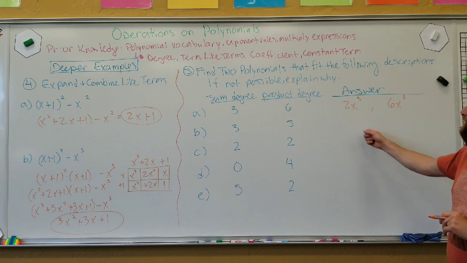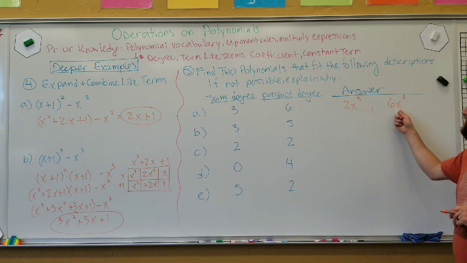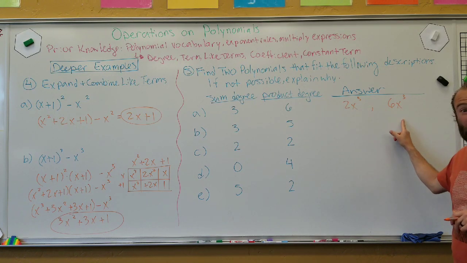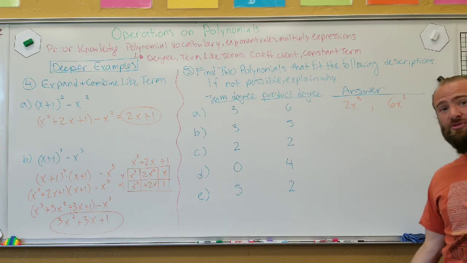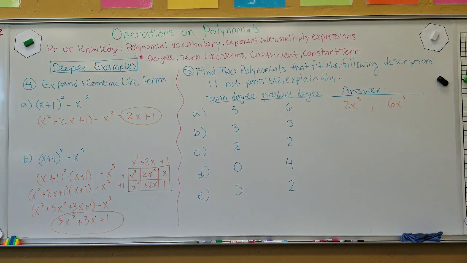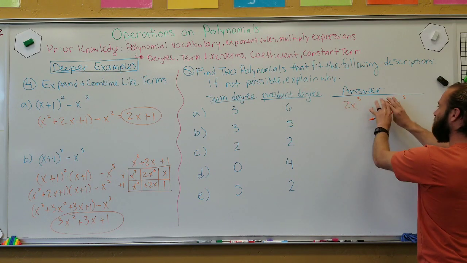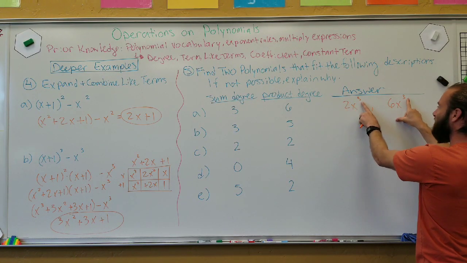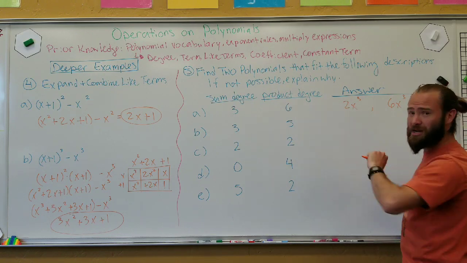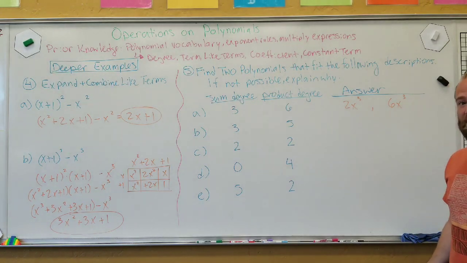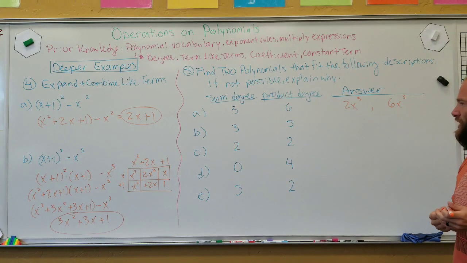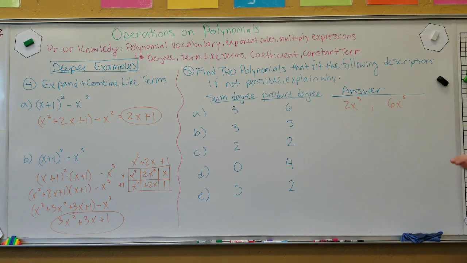And watch what happens when I add them. 2x cubed plus 6x cubed will be 8x cubed, and so that still stays degree 3, right? But what happens when I take their product? 2x cubed times 6x cubed is going to give me 12x to the 6th. And so its product is going to have degree 6. So now that we've talked through that one together, why don't you go ahead and take a stab at the remainder of them, and then that'll be it for our lesson today after we go through those.